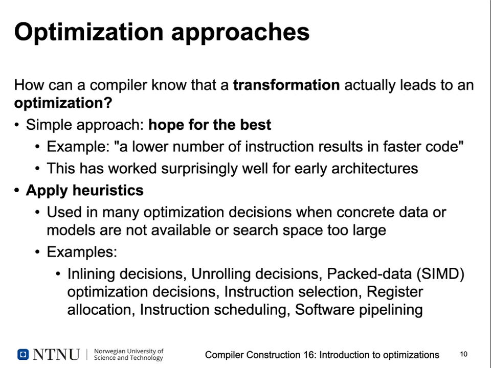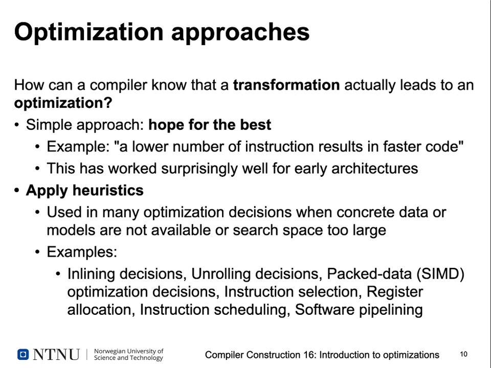So nowadays, since this optimization problem is so large, we can't solve it perfectly to get the optimal result. What we usually do is apply heuristics. So heuristics are used in many of these optimization decisions when we don't have concrete data or concrete models, or the search space is too large.